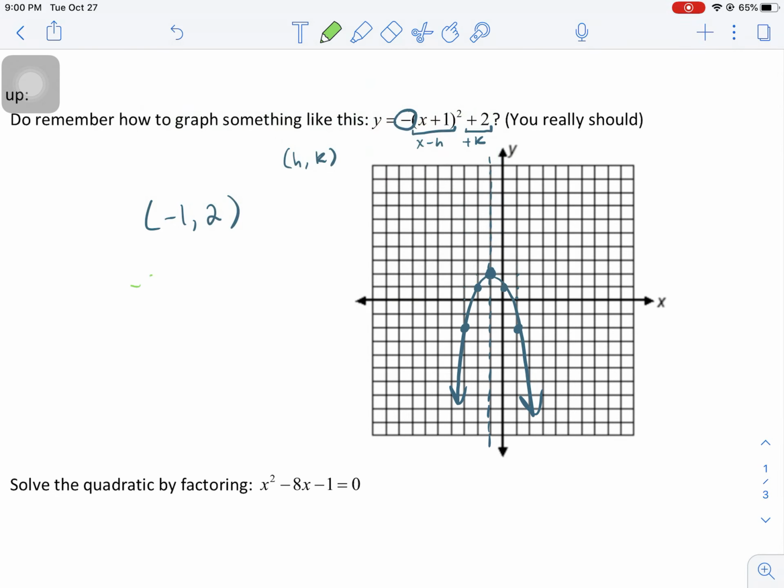Again, if you don't understand the a value, what you're going to have to do is just say, well, I can plug in 0. Negative (0 plus 1) squared plus 2. That's going to give me negative 1 squared plus 2, which gives you negative 1 plus 2, which is 1. Graph that point. Graph across the axis of symmetry.